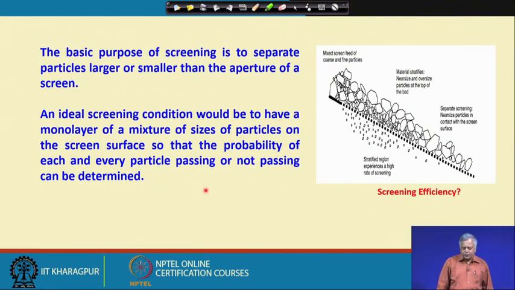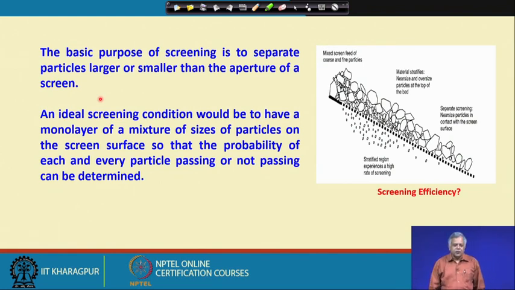So, if you look at this, this is a straight screen, but this is at a gradient. So, what happens? The basic purpose of screening is to separate particles larger or smaller than the aperture of a screen. But the problem is, suppose my screen is 2 meter wide.